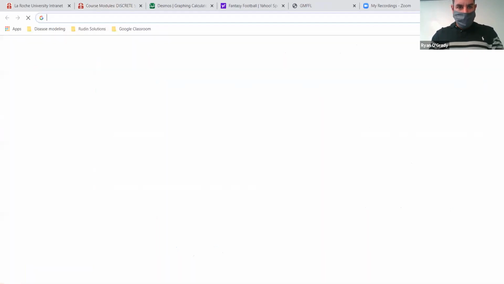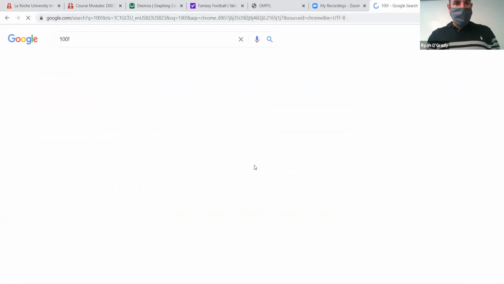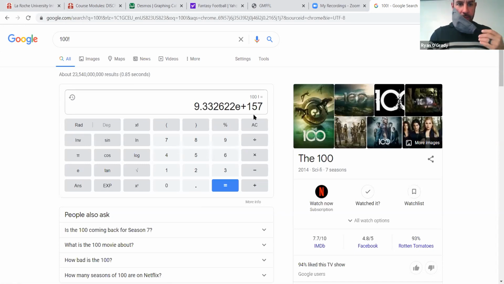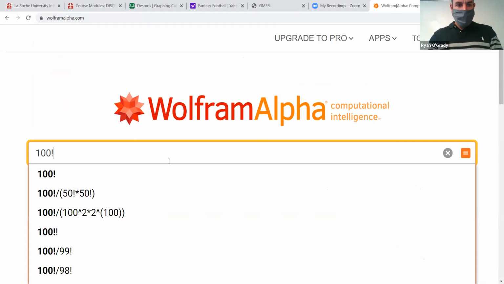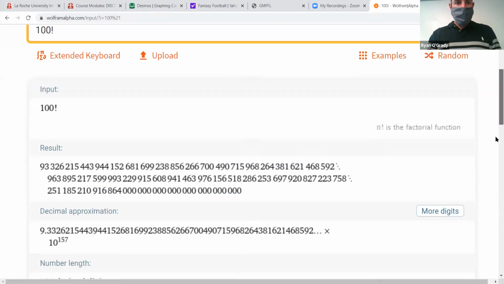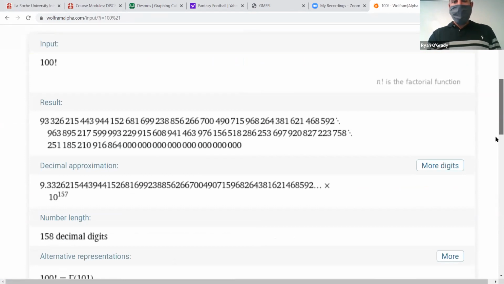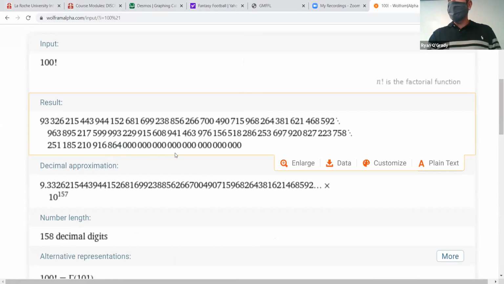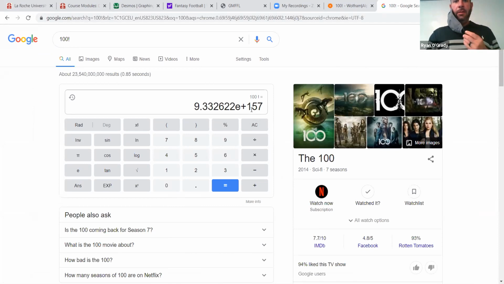If I go to Google and I just type 100 factorial, it'll probably tell me what the number is. Oh, it rounds it. That's a big number, isn't it? Let's go to Wolfram. Maybe they won't round it. See, notice that this number does have a bunch of zeros at the end of it. But I do believe Google rounded. I could be wrong. Yeah, they absolutely did, because they rounded up like 150 spaces.